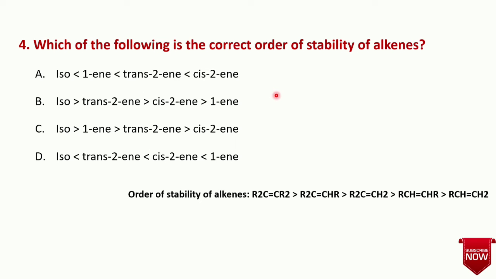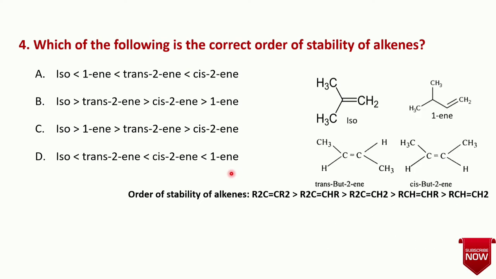Which of the following is the correct order of stability of alkenes? So here we can see the different orders are given. But the basic thing we should consider for the order of stability of alkenes is the number of substituents present in the alkene. If it is more substituted, it is more stable. Less substituted, less stable. So you can see the order of stability of alkenes I represented here. So based upon these basic principles of alkenes, we can easily find out which one has more stability and less stability.